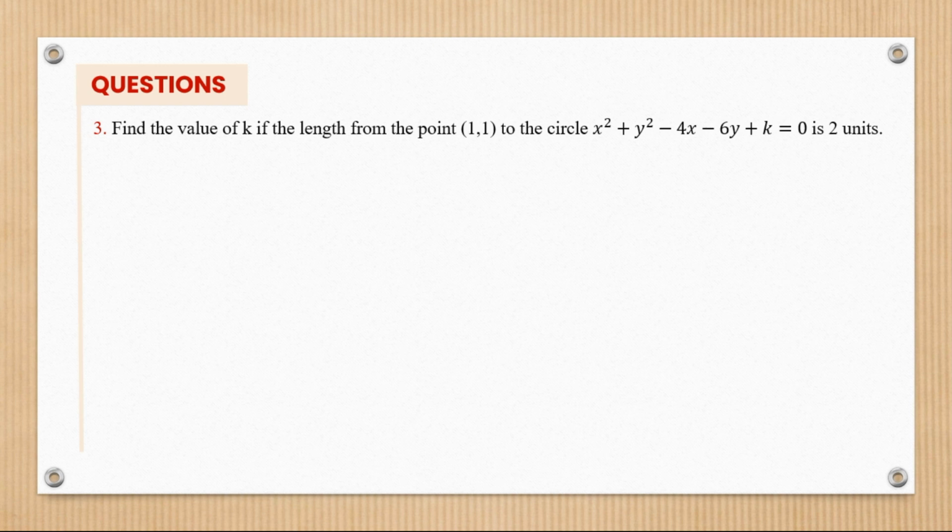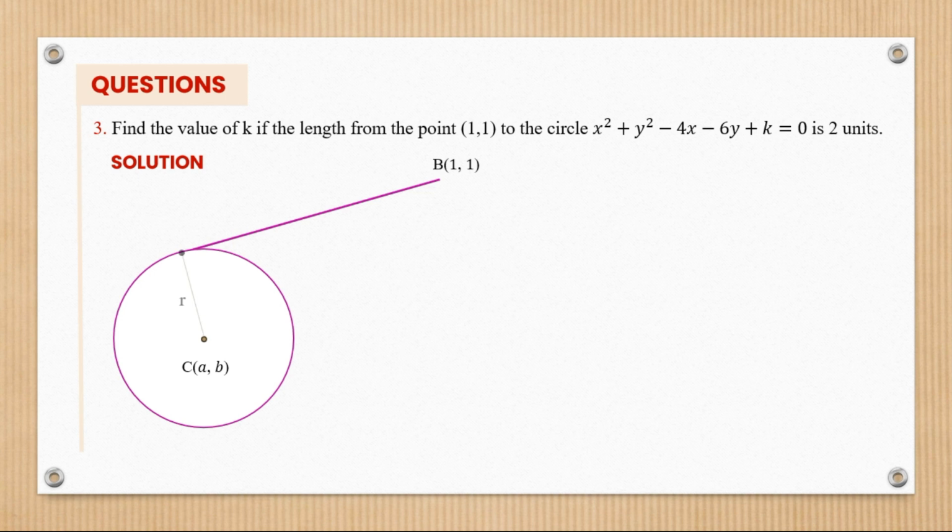Alright, let's move on to question 3. Question 3, we're being told to find the value of k if the length of the tangent from the point (1, 1) to the circle x² + y² - 4x - 6y + k = 0 is 2 units. So now we know the length of the tangent at the very beginning. That is the point we're connecting to the circle, and then this is what we'll now have. You can see that AB is now known, so AB is 2 units. That means we just have to solve for k.